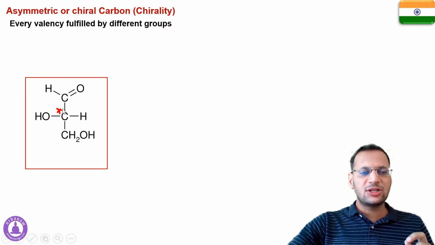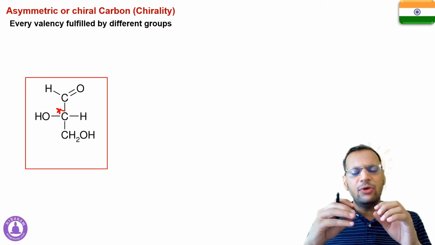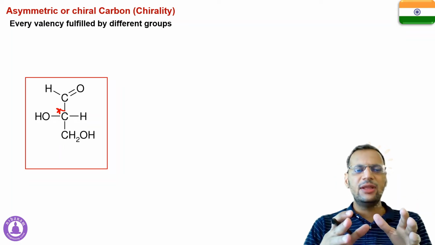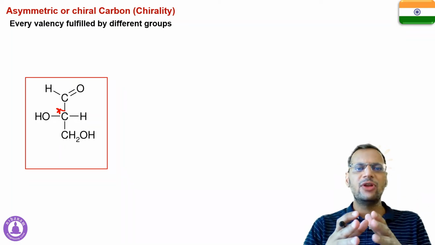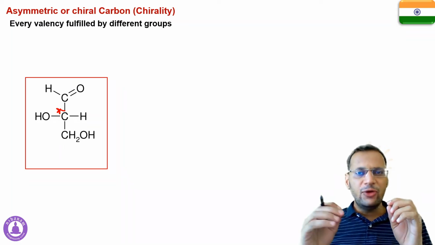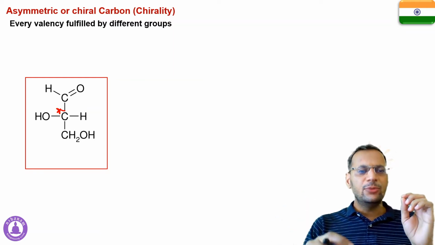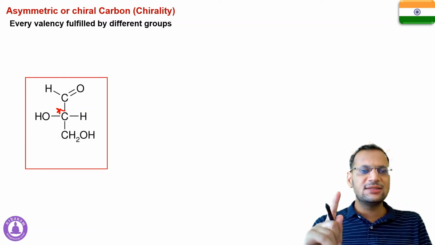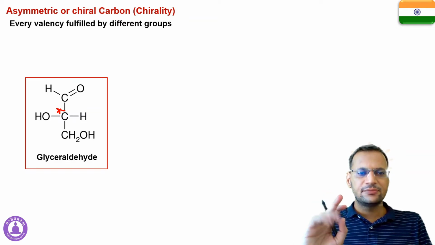So this is the structure of glyceraldehyde. Before watching this video, go through our video on monosaccharides, wherein we discussed the structures of different monosaccharides. If you have seen that video, you must know that this is glyceraldehyde. So in glyceraldehyde there is a single chiral carbon.